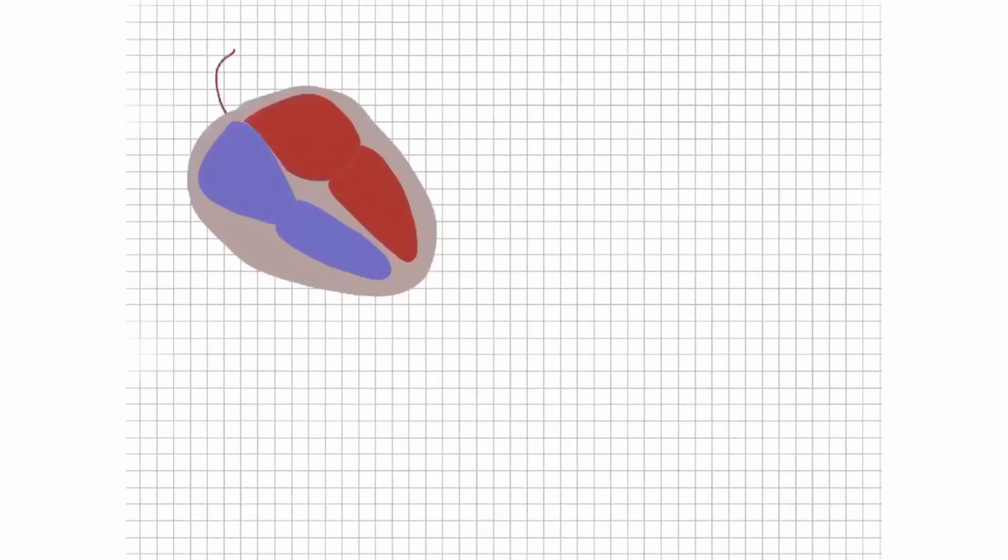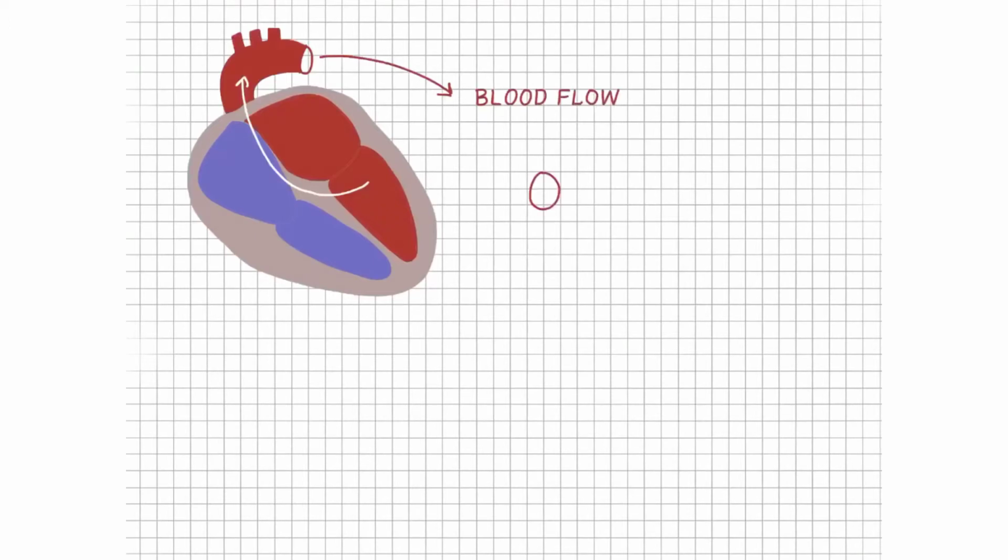Okay, so we'll start with the heart, the same one that we used last week. I'll add the aorta back in. Blood flows from the left ventricle into the aorta and then out to the rest of the body. So today we're going to be talking about blood flow, and that can be written into an equation of Q, or flow, equals delta P, change in pressure, over R, which is resistance.